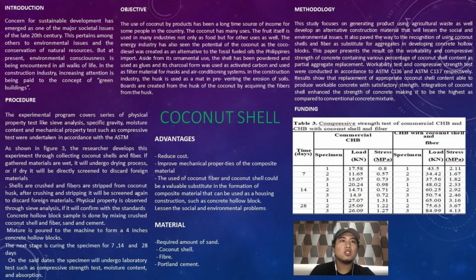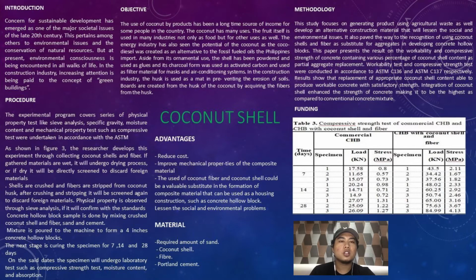So coconut has many uses. The fruit itself is used in many industries, not only food but others as well. The energy industry has also seen the potential of the coconut shell. Coco diesel was created as an alternative to fossil fuel oils. Aside from that, the shell has been powdered and used as glue, and its charcoal form was used as activated carbon and as a filter medium for mass and air conditioning systems.